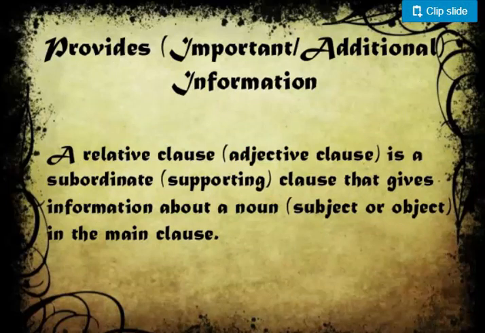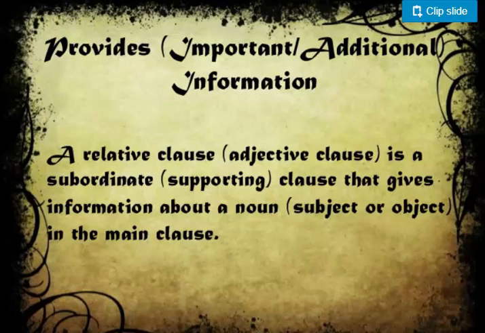Yes, provide an important additional information. A relative clause or adjective clause is the subordinate clause that gives information about a noun, subject or object in the main clause. So one use of the relative clause is that it gives the additional important information. Whenever you use it in a sentence, it gives you some information about a noun that is important for you.